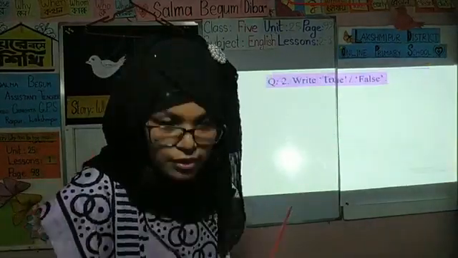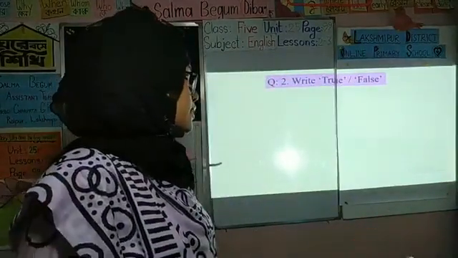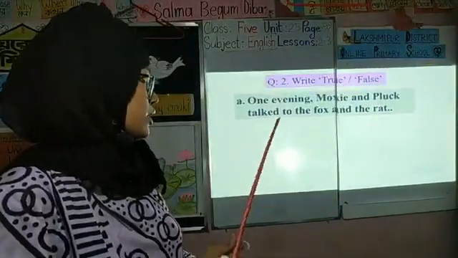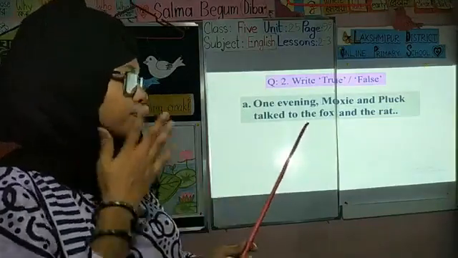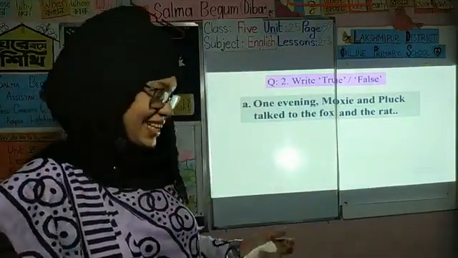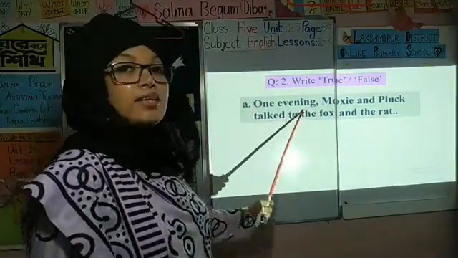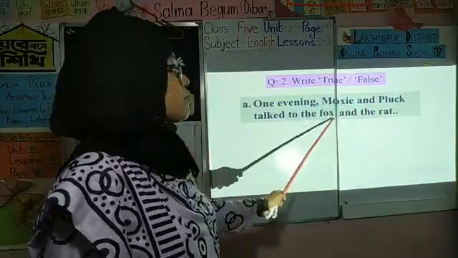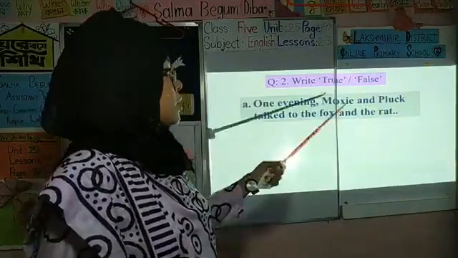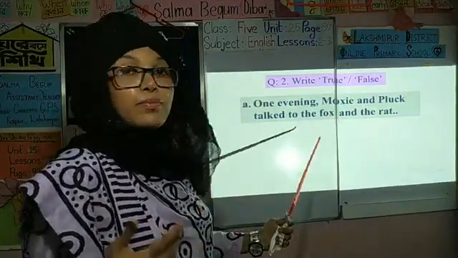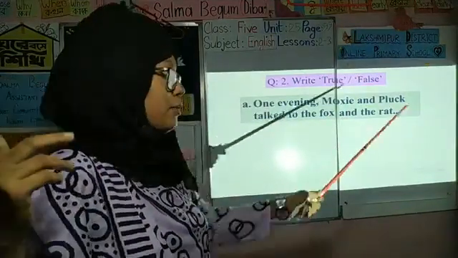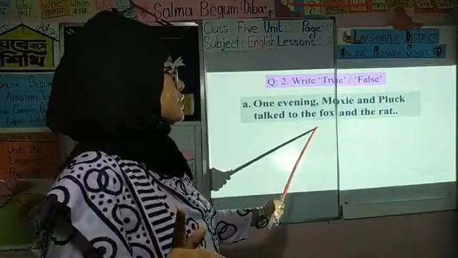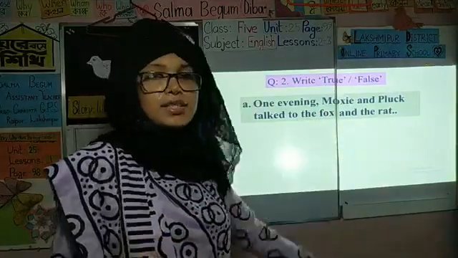Okay, let's listen and read some true false. First statement is one evening at Chundhai, Moxie and Pluck talked to the fox and the rat. Moxie and Pluck, Moxie the rabbit and Pluck the lizard, yes. Who were they talking to? The fox and the rat.